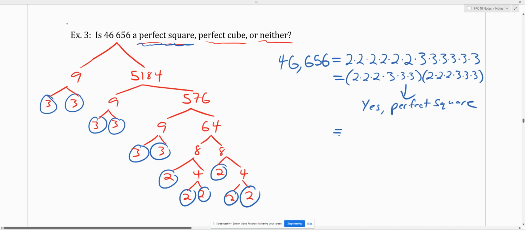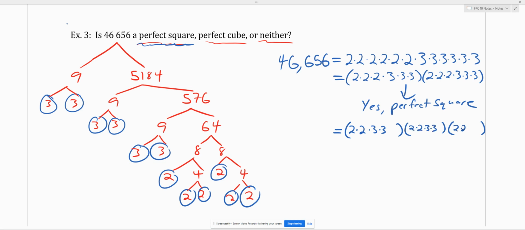Now, can I arrange it into 3 equal groups? Let's give that a shot. I'm going to try to create 3 baskets with the same amount of factors. Again, I can do this as well. 2 times 2 times 3 times 3, and I can repeat that: 2 times 2 times 3 times 3, 2 times 2 times 3 times 3. And yes, I got all of my 2s accounted for. I have 6 2s and 6 3s being multiplied. So therefore, yes, it is also a perfect cube.